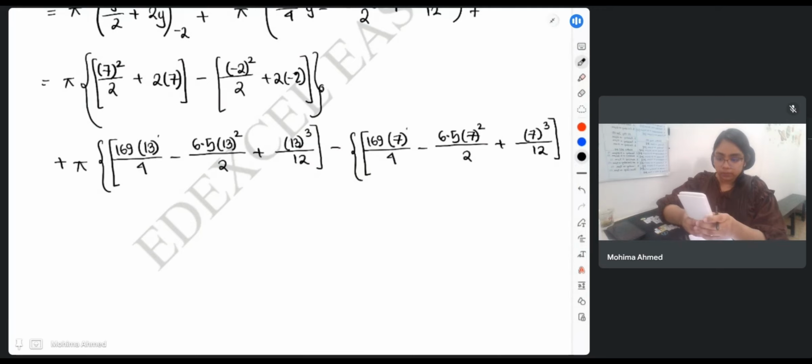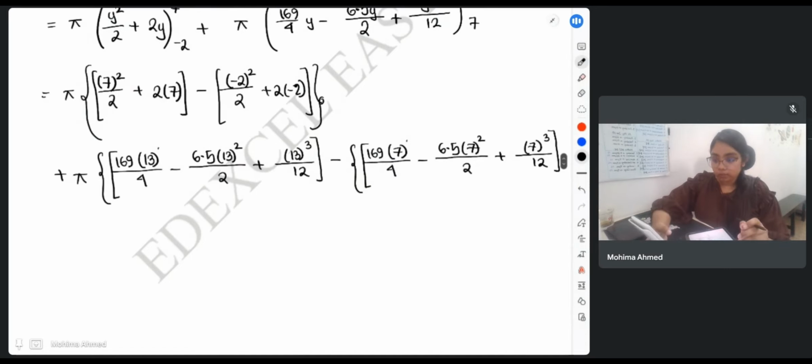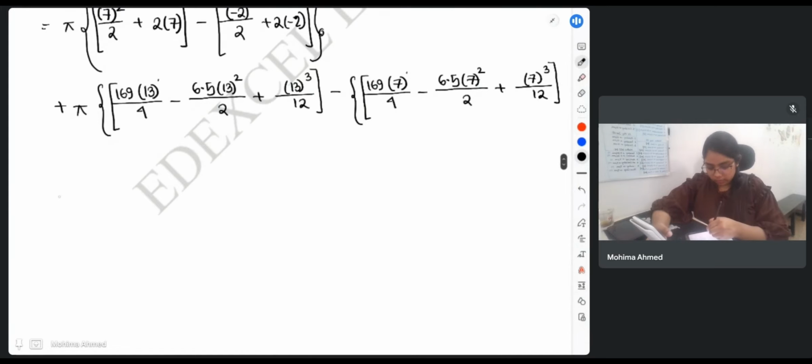And then again, you have to subtract that with minus 2 square divided by 2 plus 2 into minus 2. 89 by 2. That's what you get for the first part. Wait 1 minute, and let me just recheck. 7 square by 2 plus 2 multiplied with 7, and then minus 2 square divided by 2 and plus 2 multiplied with minus 2. Right. So you get 81 by 2. Yes, 81 by 2. So you get 81 by 2 pi for the first section.